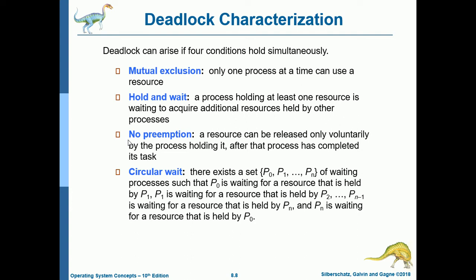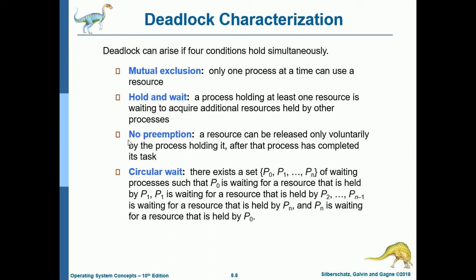And then next is no preemption. A resource can be released only voluntarily by the process holding it after that process has completed its task. So it means that the release of the resources will only be possible if the process holding that resource has already finished its execution. And then we also have circular wait.